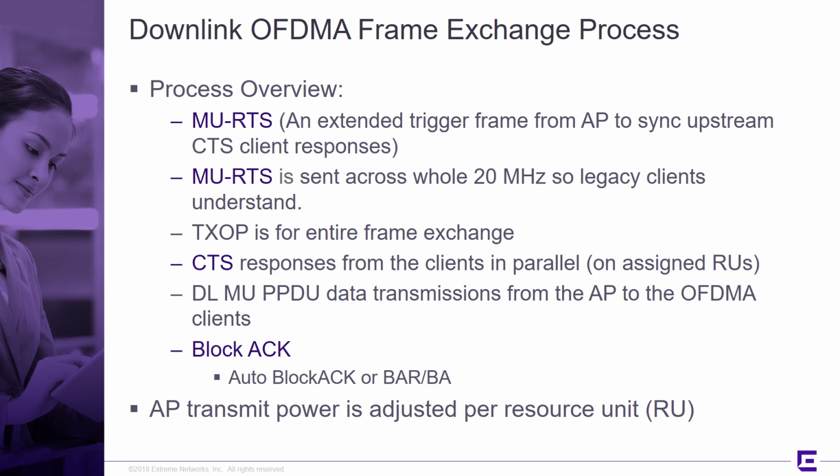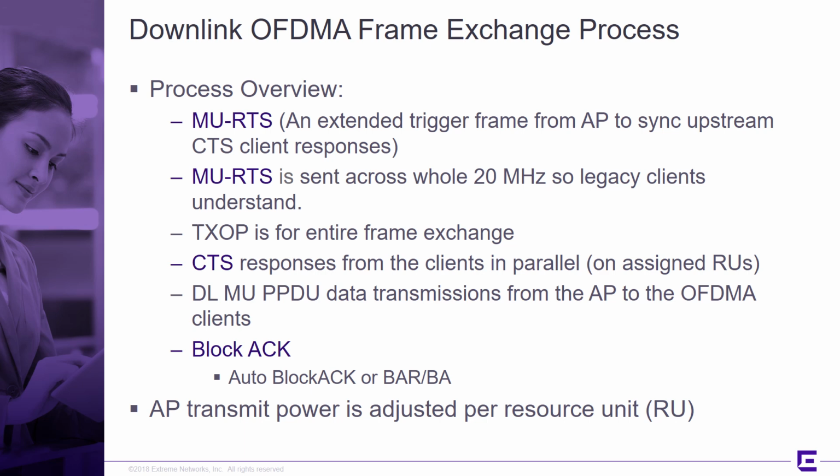So all the legacy clients are going to understand it as well, and they're going to back off due to the duration field value that is found in the RTS. Now, legacy clients won't understand the CTSs because they're going to be sent on the RUs on the uplink. The transmit opportunity is for the entire frame exchange as always. Now, again, the CTSs are sent in parallel on their assigned RUs.